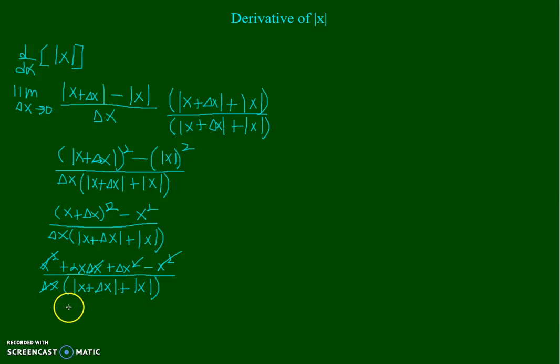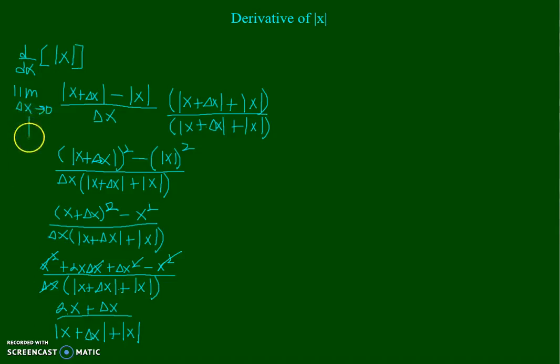So now let's rewrite and simplify. We have 2x, so this 2x comes down. We have a delta x in the numerator, and what's left in the denominator is this quantity. So we have the absolute value of x plus delta x plus the absolute value of x.